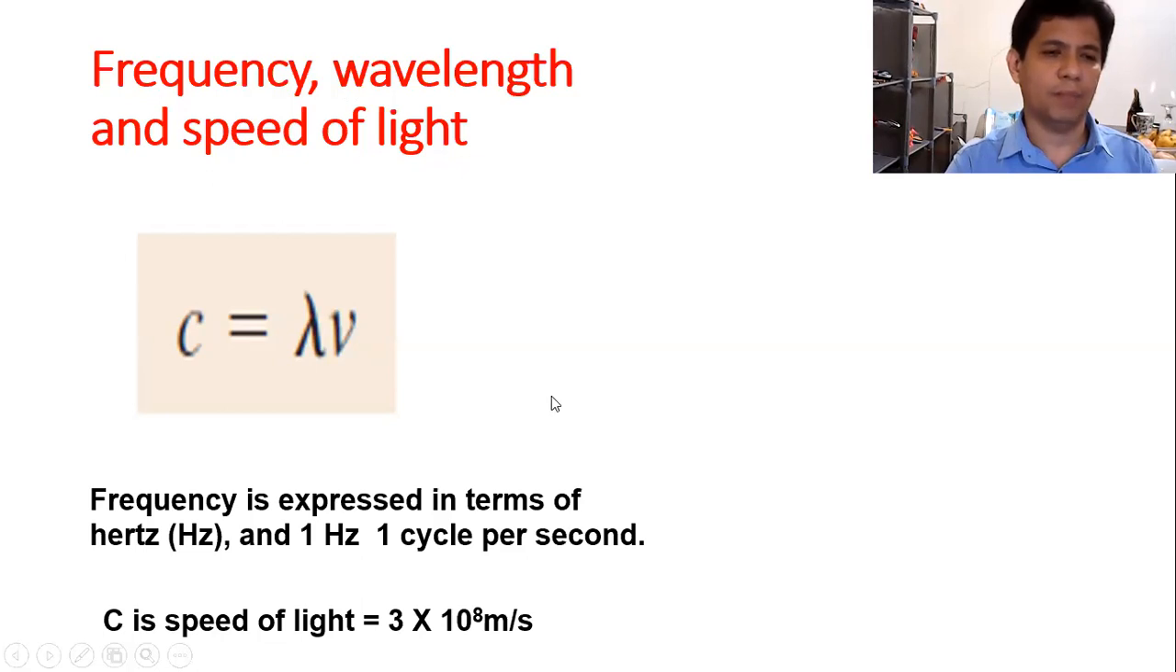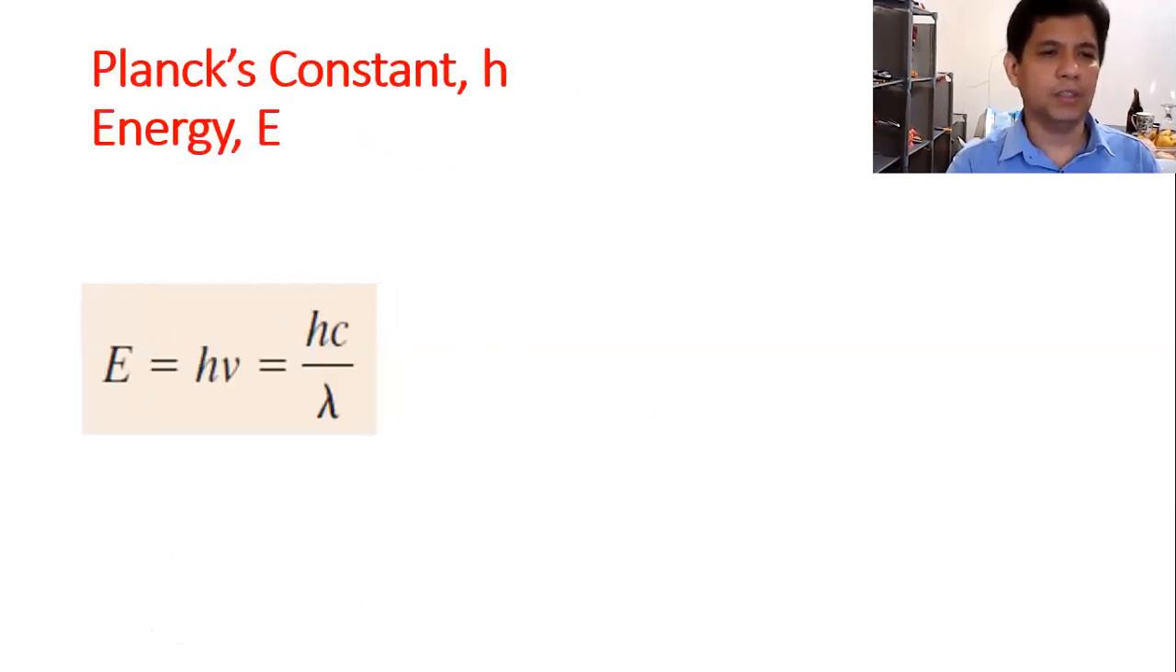C is equals to lambda times nu. So, huwag niyo kakalimutan ito. Gawin niyo itong stock knowledge. Okay. So, next equation is the Planck's equation or the Planck's constant equation. E is equals to Planck's constant h times the frequency. So, yun lang yun. As the frequency of the electromagnetic wave increases, its energy also increases. Ang constant ng proportionality ng frequency at saka ng energy is the Planck's constant.